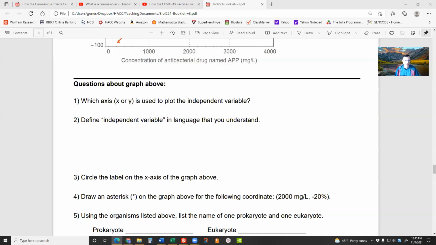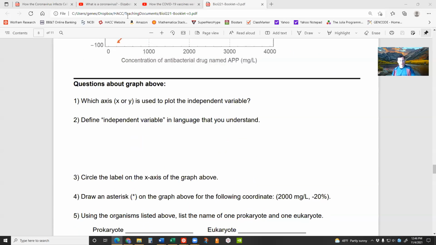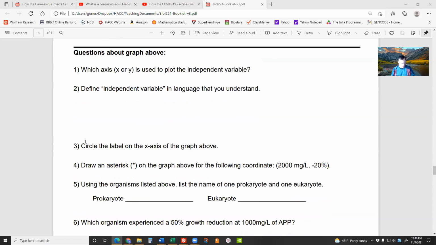Okay, so question number 3 there asked you to circle the label on the x-axis. Obviously, I can't really get you to show what you labeled. I mean, I suppose I could ask you to share your screen, but for right now, for question 3, please type in the title that you circled in the chat window. For question 3, what did you circle? Type in the words.